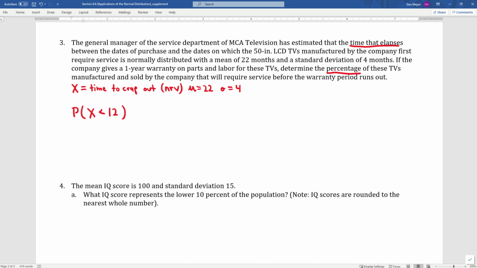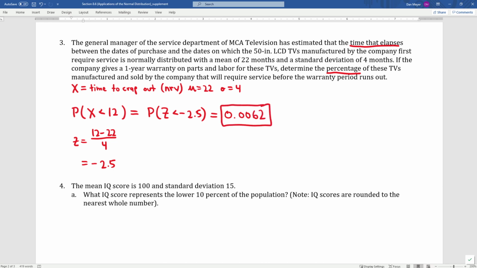We have to standardize this normal random variable. Our z-score here will be 12 minus 22 all over 4. That'll give us a z-score of negative 2.5. And so this is the same as the probability that our standard normal random variable Z is less than negative 2.5. And if you go look up that value on the z table, that'll give you 0.0062.